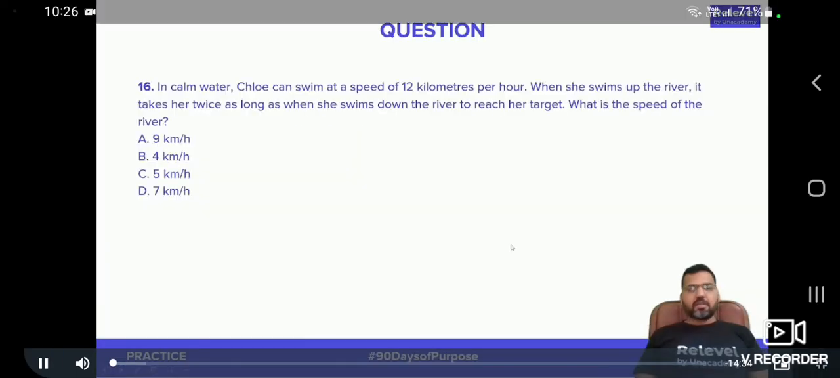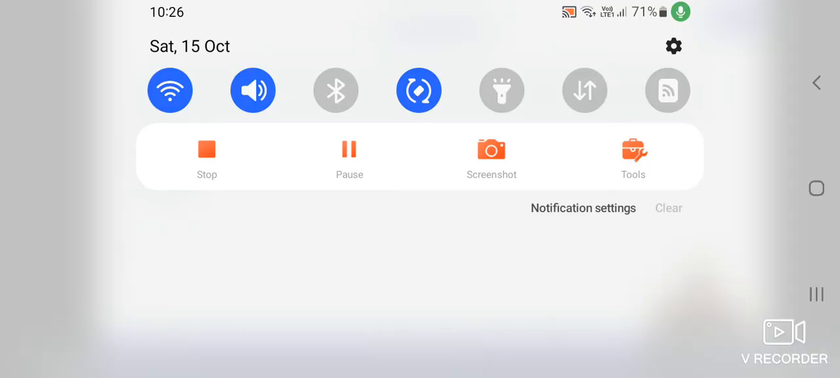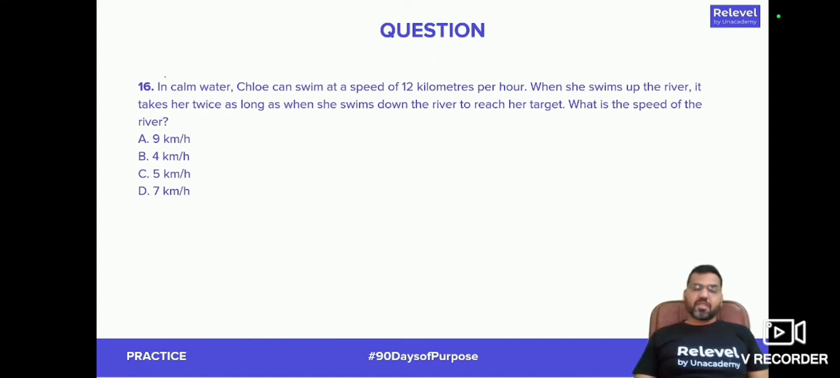Everyone, welcome back. So we are going to start with question number 16 of time, speed and distance. The first 15 questions have already been covered. So let's start with question number 16 here.